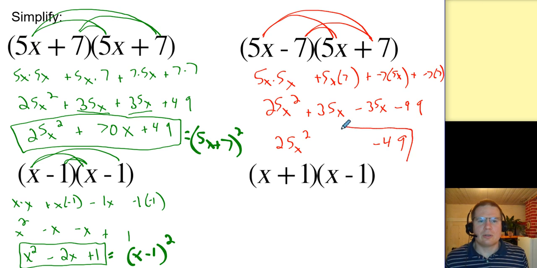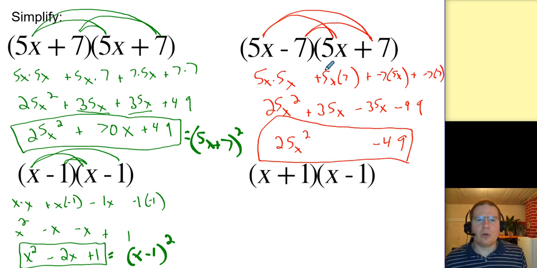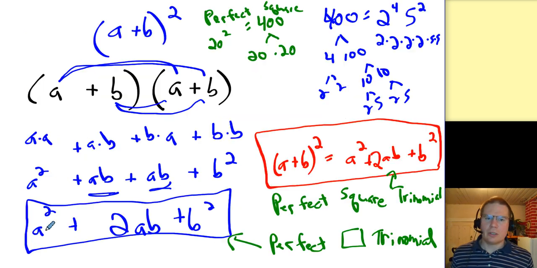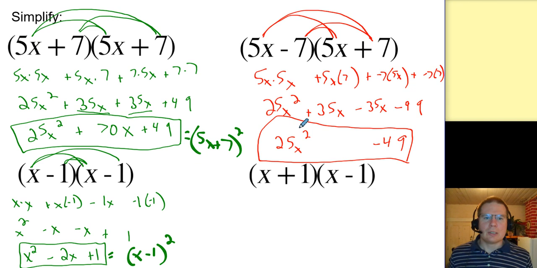This is my final answer. I'm not going to write plus 0x, because 0 times x is 0. I'm not going to write plus 0. 0 is the additive identity. So even though this looks like it should be a trinomial, just like these, I get those two middle terms combining to get some middle term. Here we go. These two middle terms add up to 0, and so that cancels out.